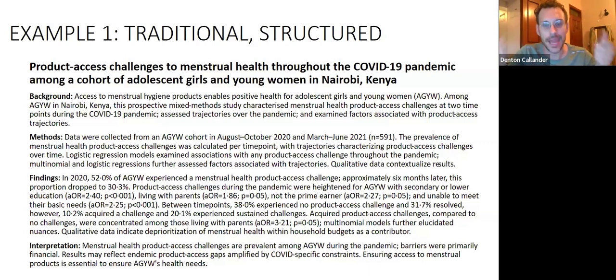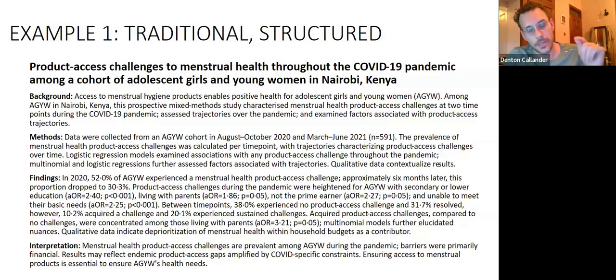What are we meant to make of these results? So they say, I think this is the headline for this study, menstrual health product access challenges are prevalent among adolescent and young women during the pandemic. This is probably the most important finding here. 30 to 50% struggling to access menstrual products is really high and obviously bad for health and well-being. Barriers were primarily financial. Again, this is sort of self-evident, but it is shown in their data.